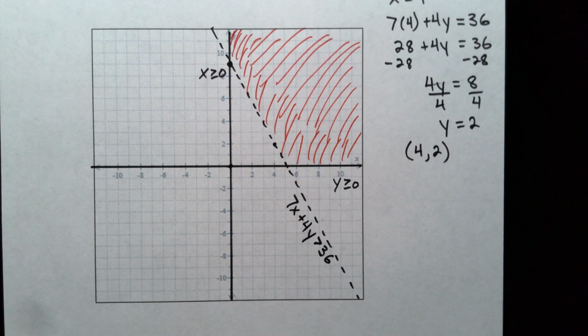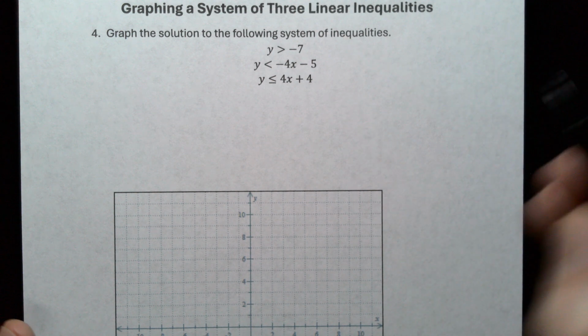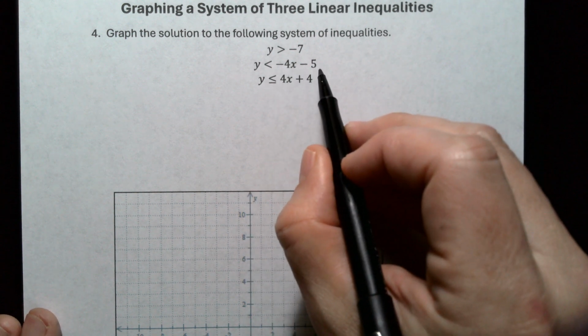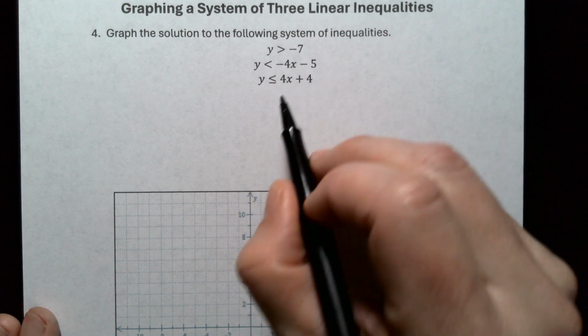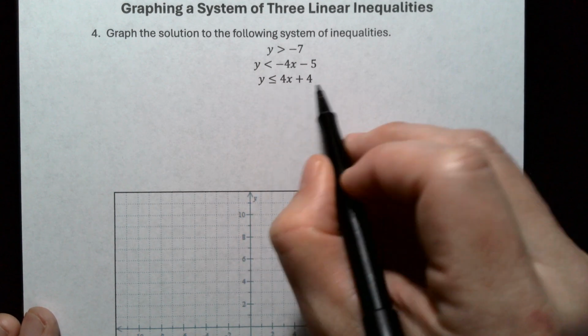All right, there's going to be one more problem. Okay, so for this one we have y greater than -7. That'll be a dotted line. We have y less than -4x minus 5, also a dotted line, and that's linear. And y less than or equal to 4x plus 4, solid line, also linear.